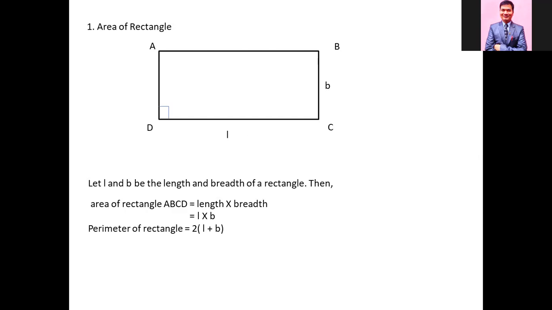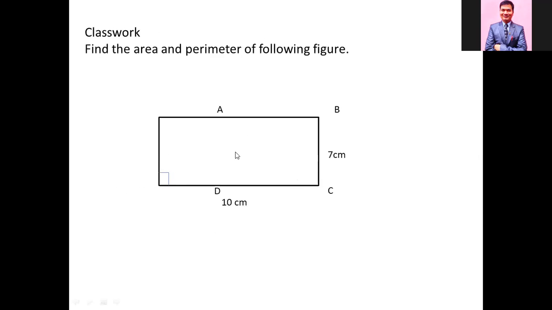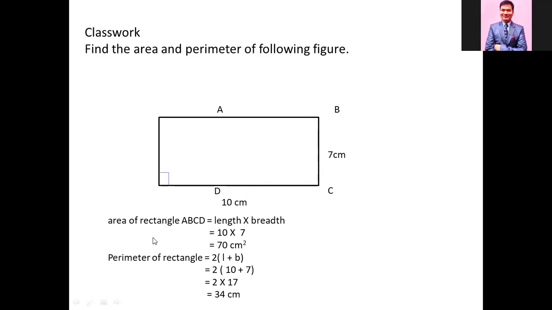And similarly, for this one, look here, one example is here. If length is 10 centimeter and breadth is 7 centimeter, and it asks to find the area and the perimeter, in such a case, we have to find area of rectangle ABCD equals L into B, that means length into breadth.